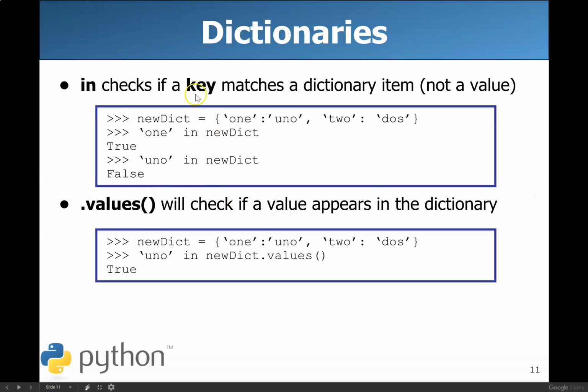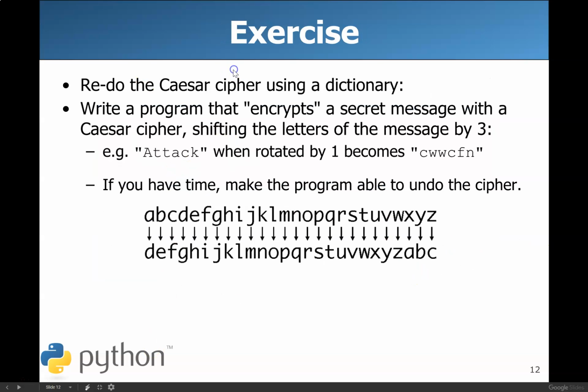Dot values can be used to check if a value appears. So this is how you check keys, and dot values is how you check values. So is uno in new dictionary dot values? Then instead of checking the keys, it goes and checks the second part of every one. So you can search for either keys or values.